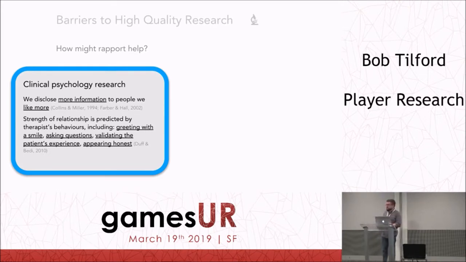So it might be that you can actually get more information from people if you have a good rapport with them. And on top of this, there are some specific therapist behaviors that are predictive of a better relationship between therapist and patient. These are things like greeting the patient with a smile, asking questions, validating their experience, and appearing honest.